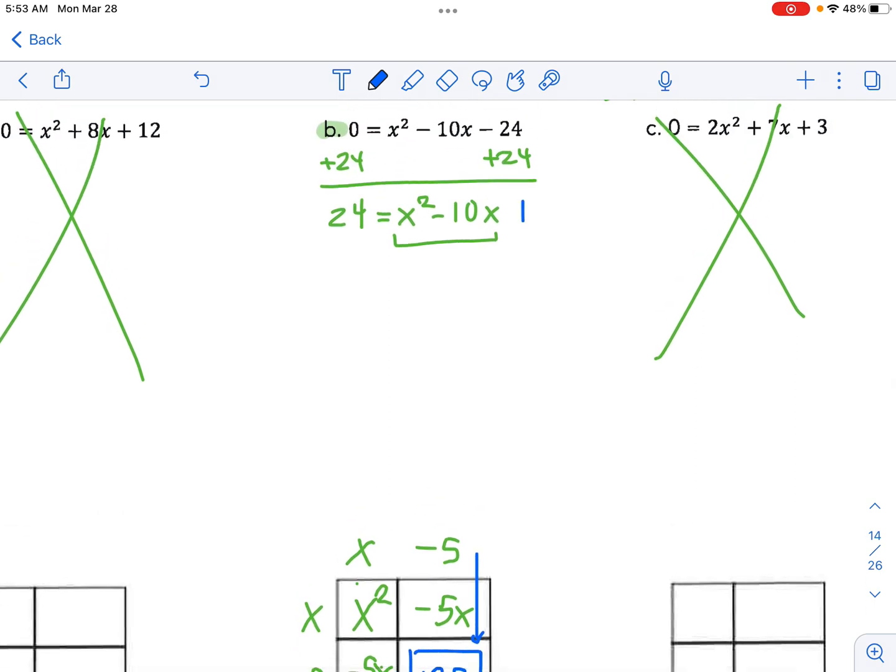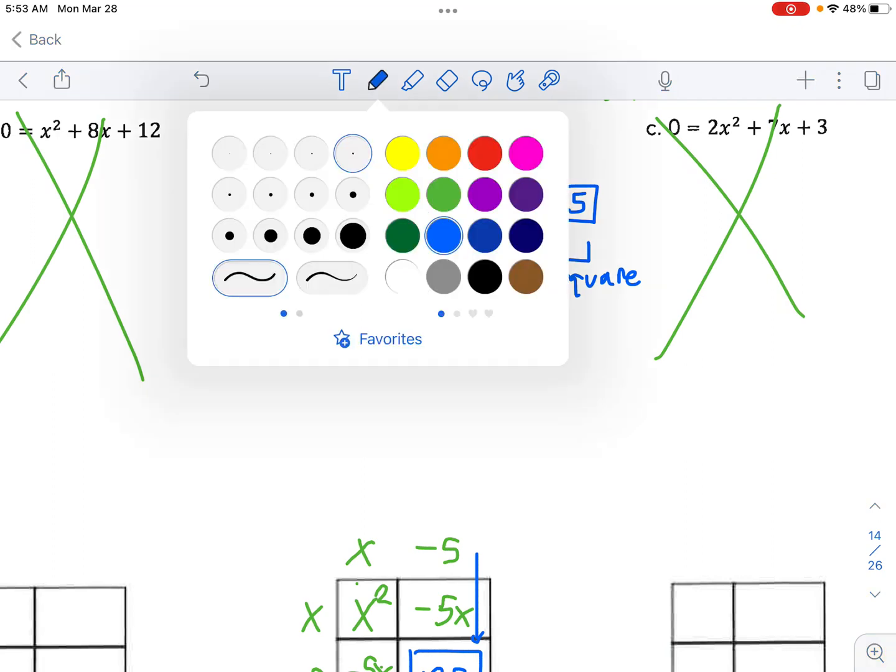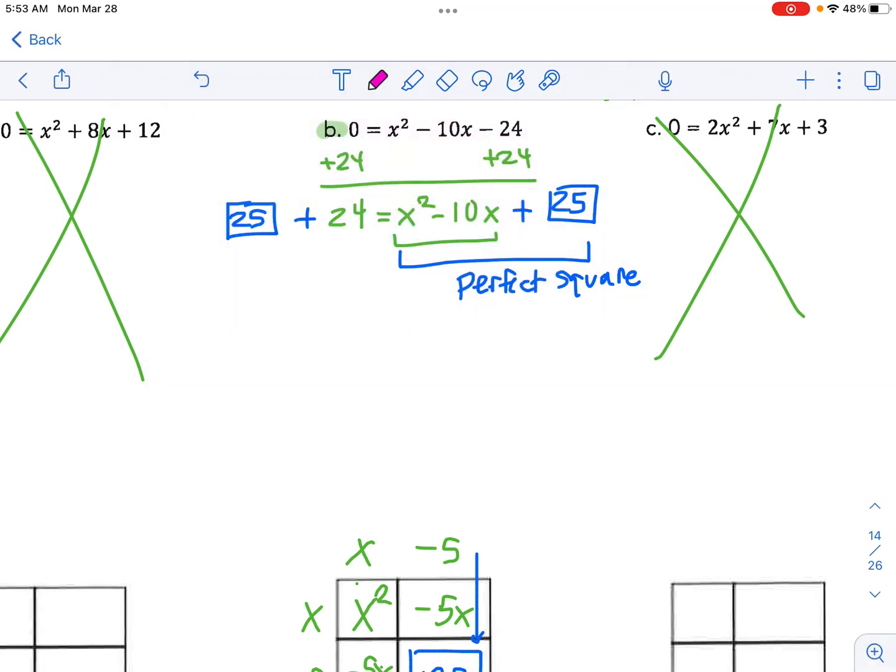So we know then we have to add 25 to both. We have to add 25 to the right-hand side, and then that gets us a perfect square. And then because we have an equality here, we want to maintain that equality, we're going to add 25 to the left side. And so we can go ahead and do the math on the left side there. That's 49. And then the right side is going to be x minus 5 times x minus 5.